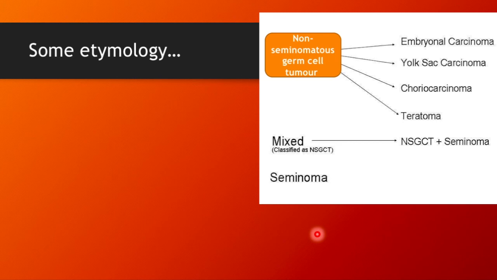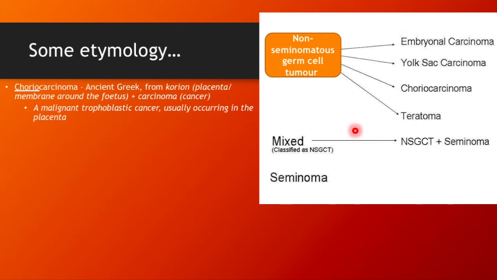So, some etymology. As mentioned before, non-seminomas can arise from a multitude of different cell types. Some of these names may sound confusing, so let's go through a few. Choriocarcinoma is a malignant trophoblastic cancer which may arise in the testes or ovary or placenta. They are malignant and highly resistant to chemotherapy and have the worst prognosis of all germ cell cancers. Once broken down, it comes from the ancient Greek chorion, meaning placenta or membrane around the fetus, and carcinoma, a word typically used to describe malignant cancers.